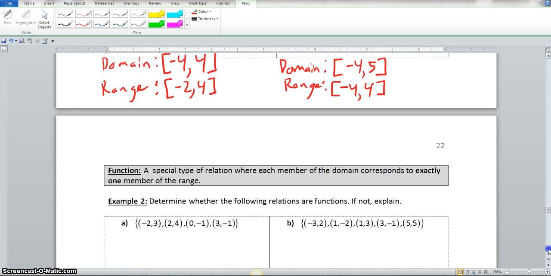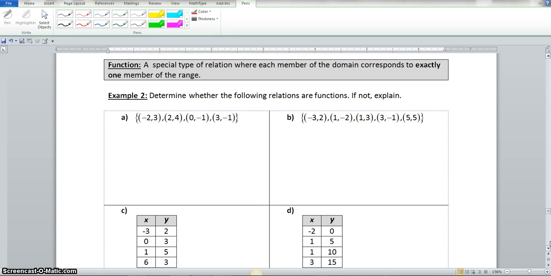Now we go to the next page. Now we go to function. A function is a special type of relation where each member of the domain corresponds to exactly one member of the range. That means that in order for it to be a function, no x values can repeat.